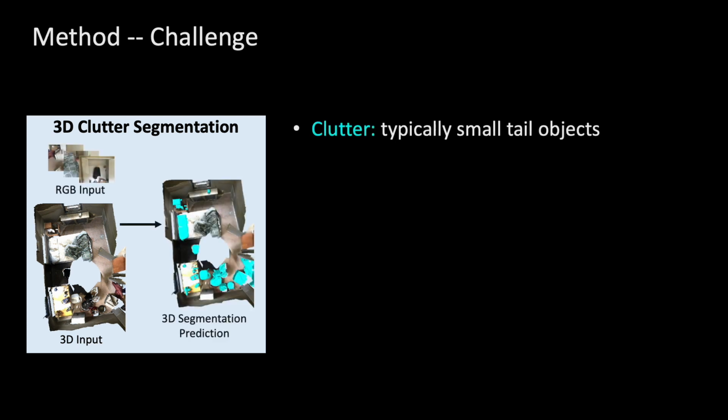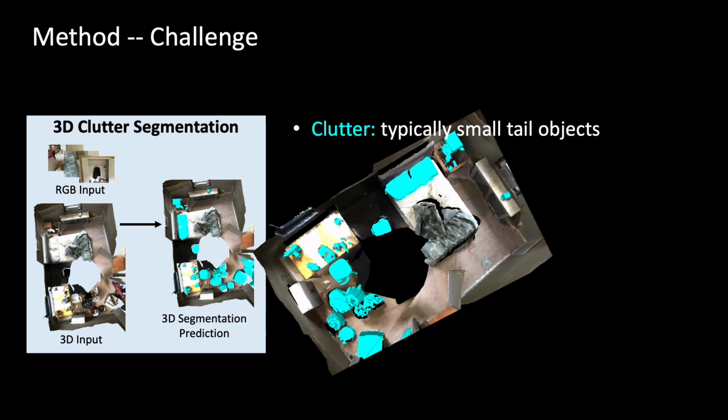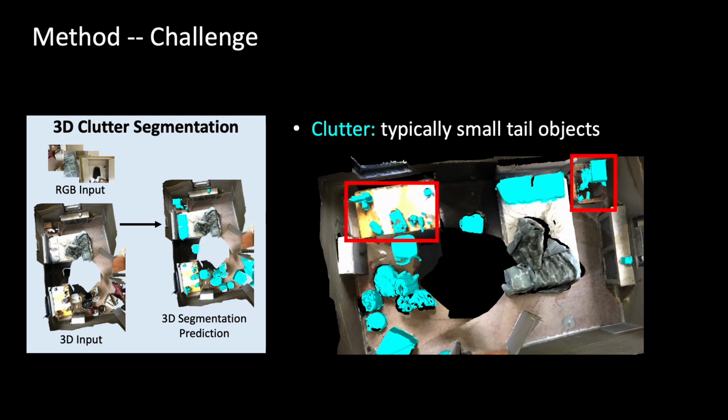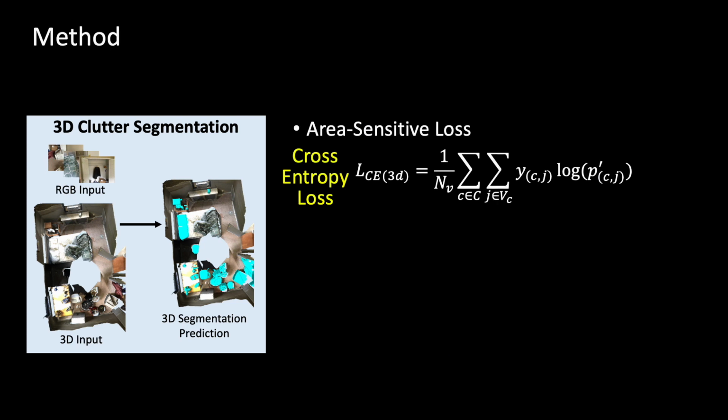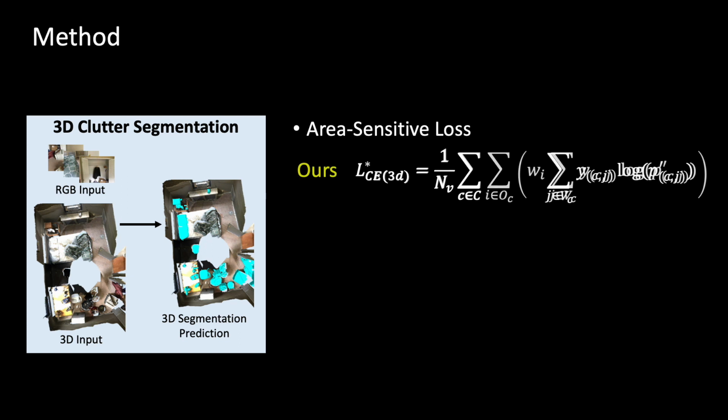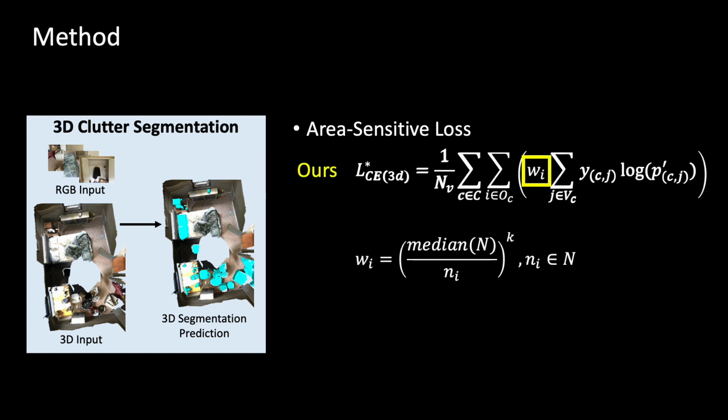The biggest challenge in clutter segmentation is that clutter objects are typically small tail objects. Taking this scene from ScanNet dataset as example, we can see the clutter objects on the tables are small and of various categories and shapes. To better segment small objects, we designed an area-sensitive loss that adds a weight term to the classical cross-entropy loss.